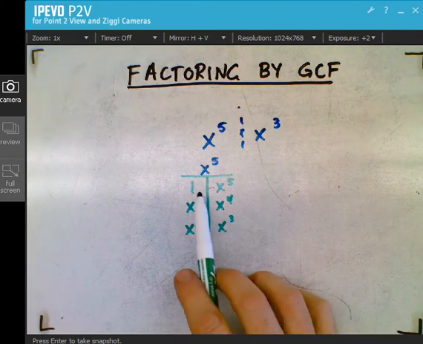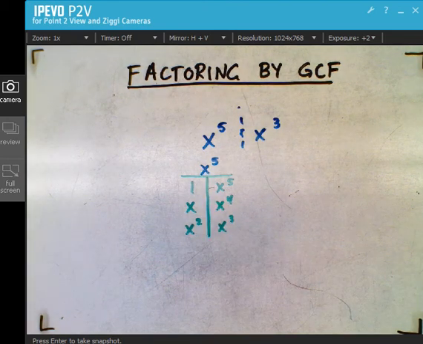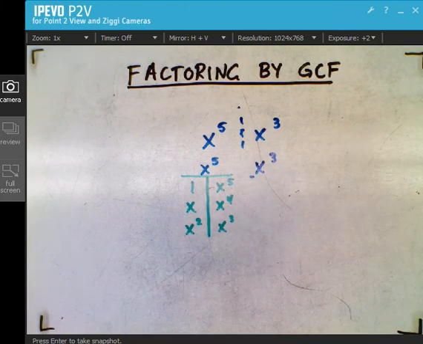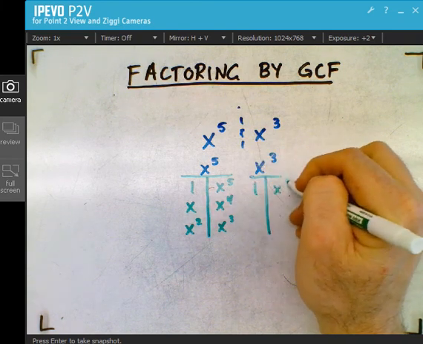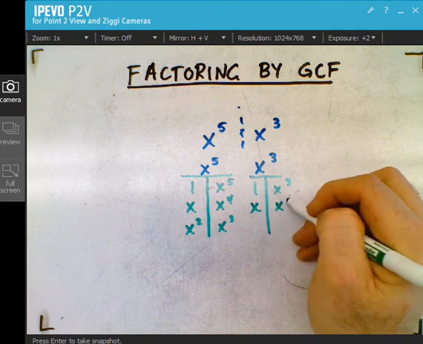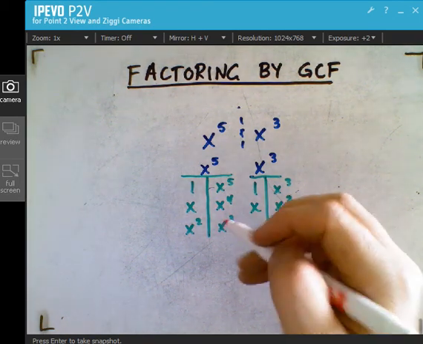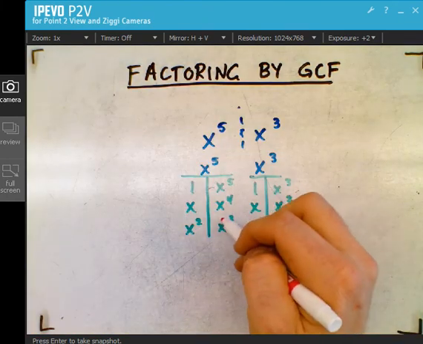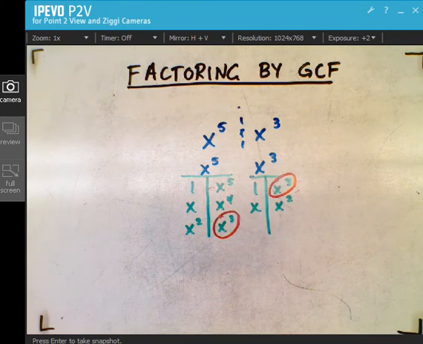The reason why is because if you multiply any of these pairs together, you get x to the fifth. And I would do the same thing for x to the third. One and x to the third, x and x squared, and that would be it. And now I want to find the greatest common factor between them. So if I look at this, they have a 1 in common, they have an x in common, they have an x squared in common, but the largest common factor, the greatest common factor, is x to the third.